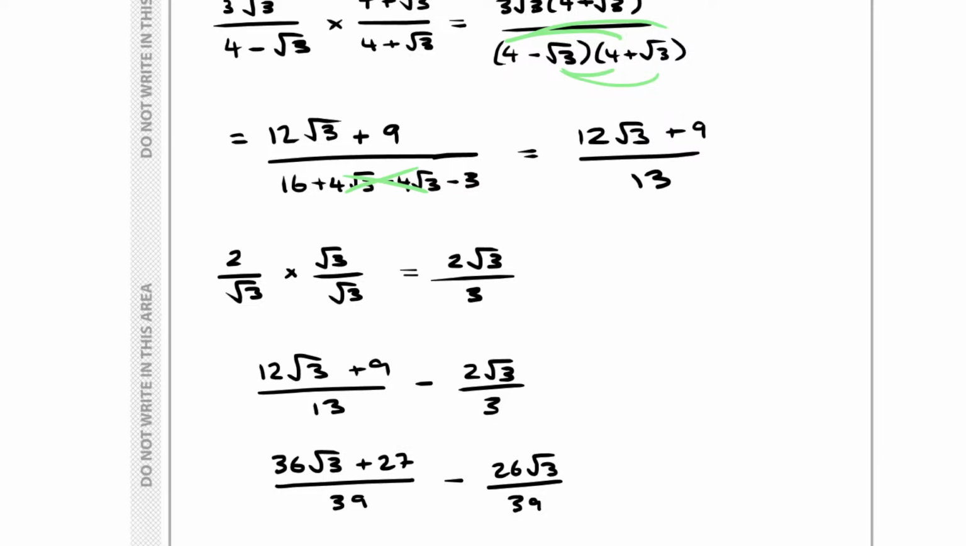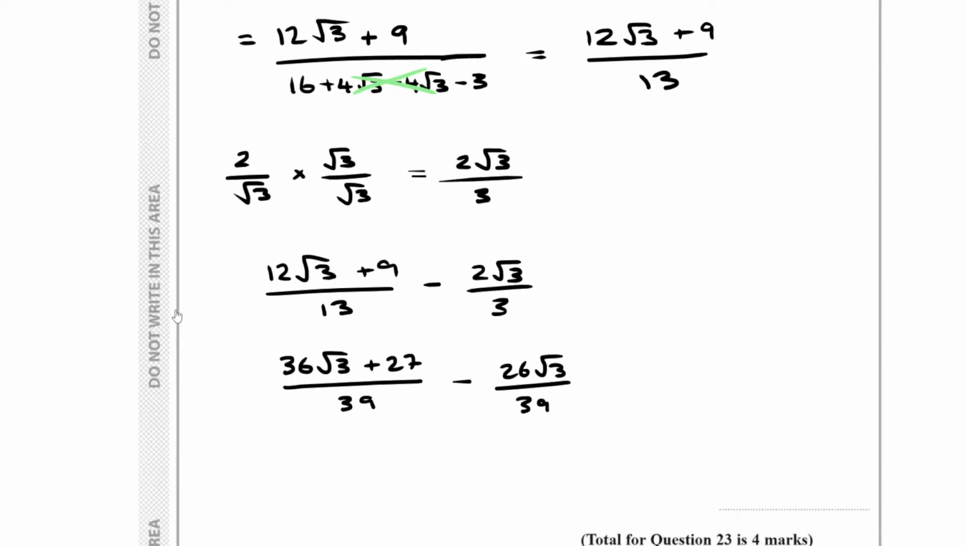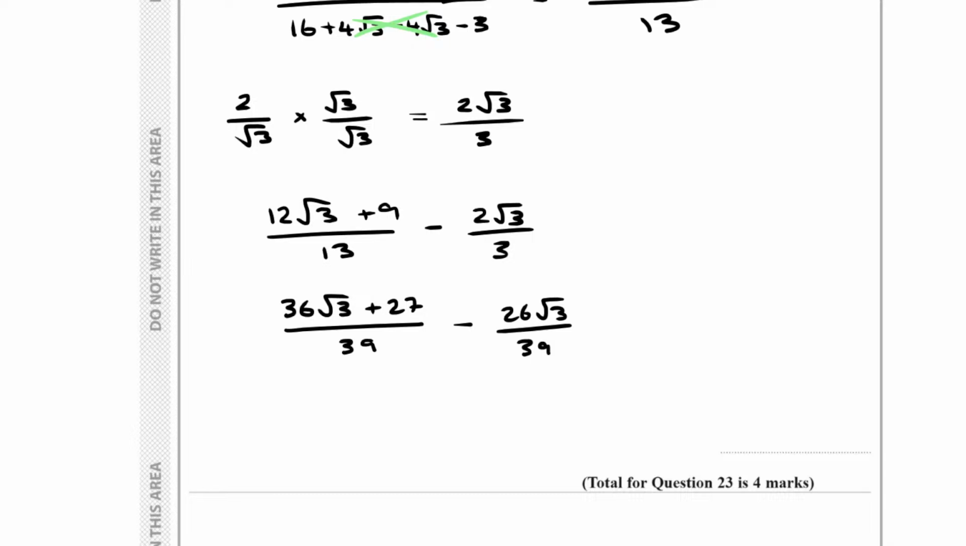Because they're both in terms of root 3, as in the 36 and the 26 root 3s, those I can subtract. You can only subtract surds if they have the same surd. So 36 minus 26 is 10 root 3, and then the 27 at the end is still just there. And then obviously over 39.